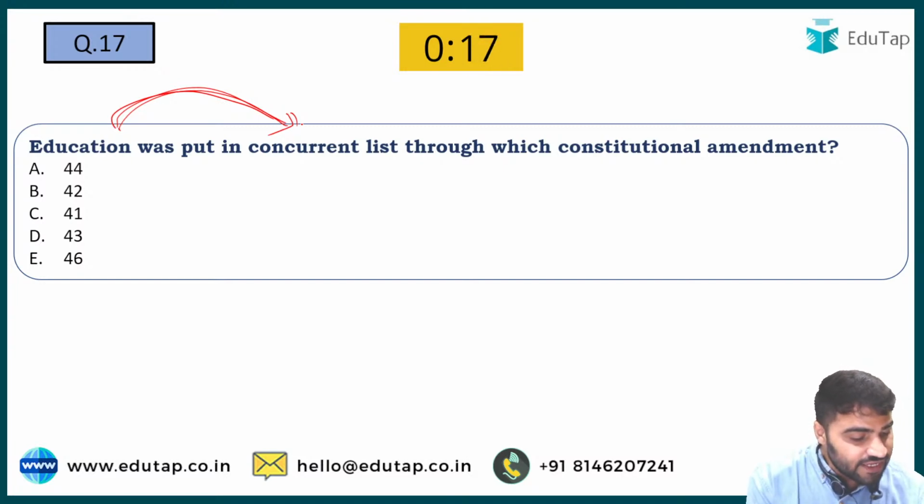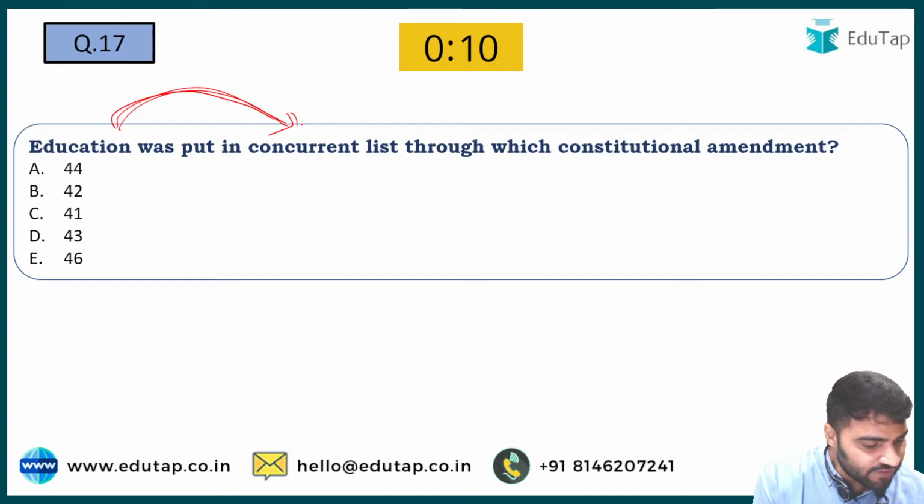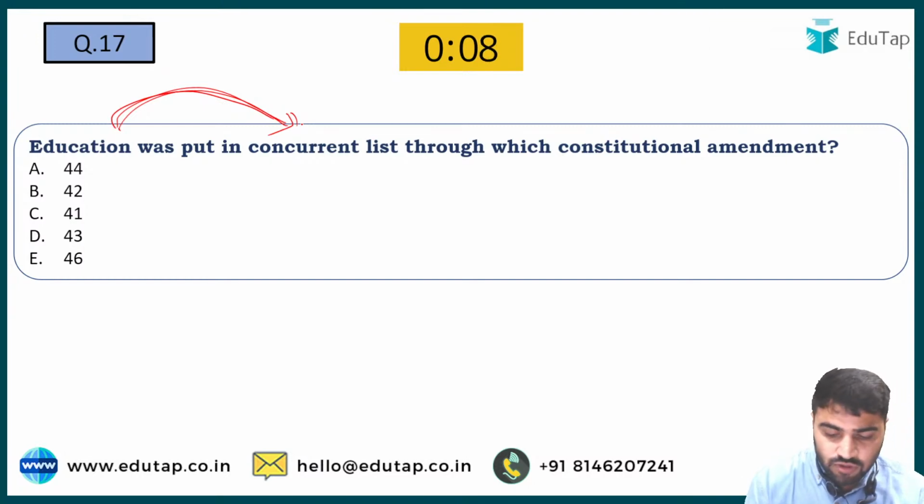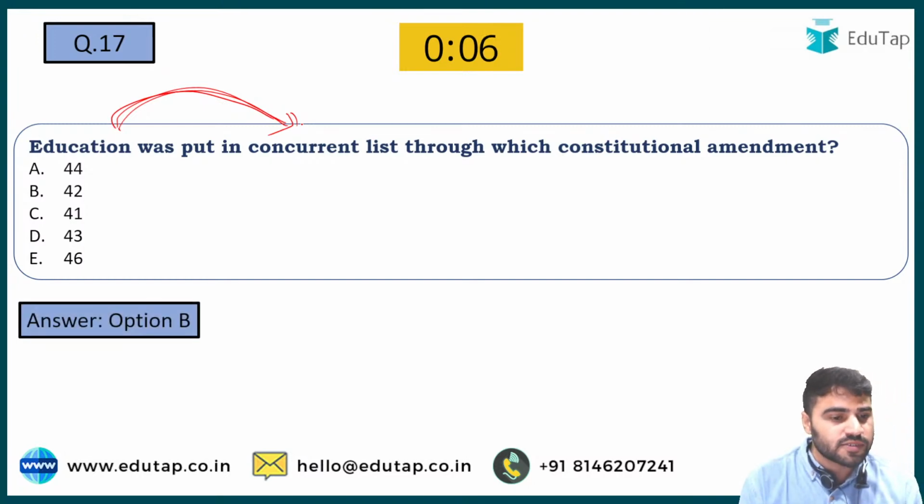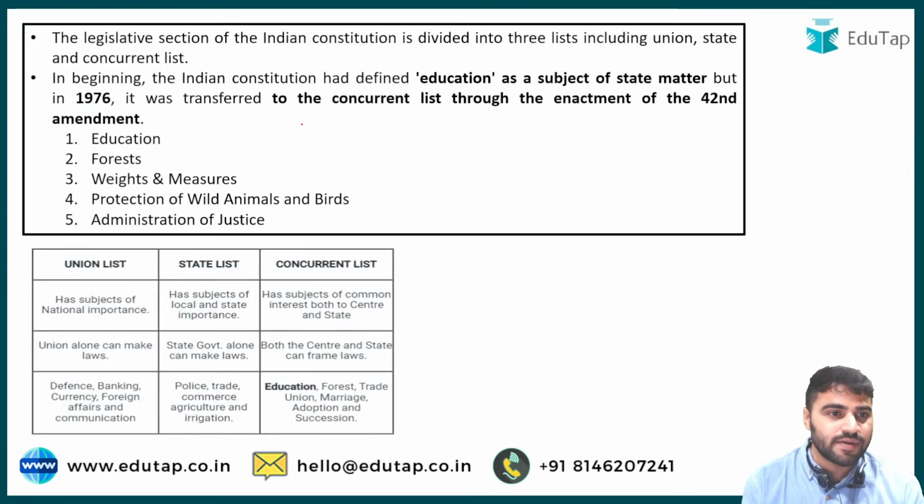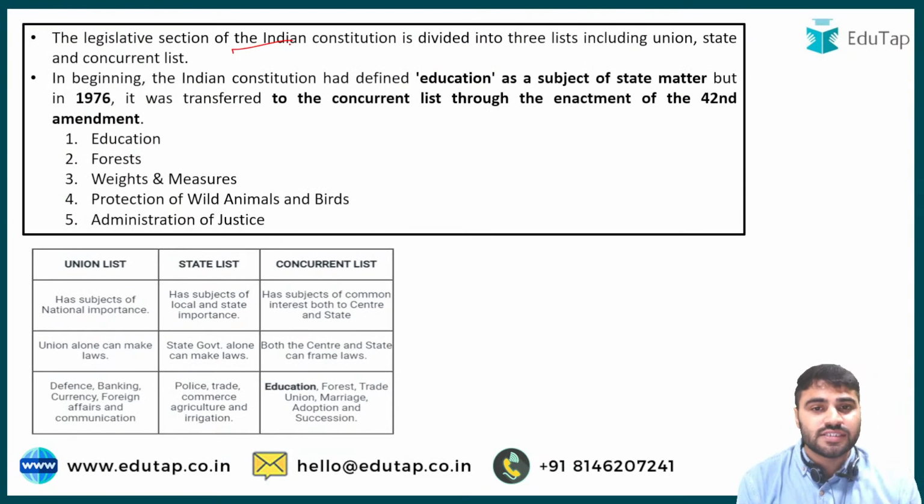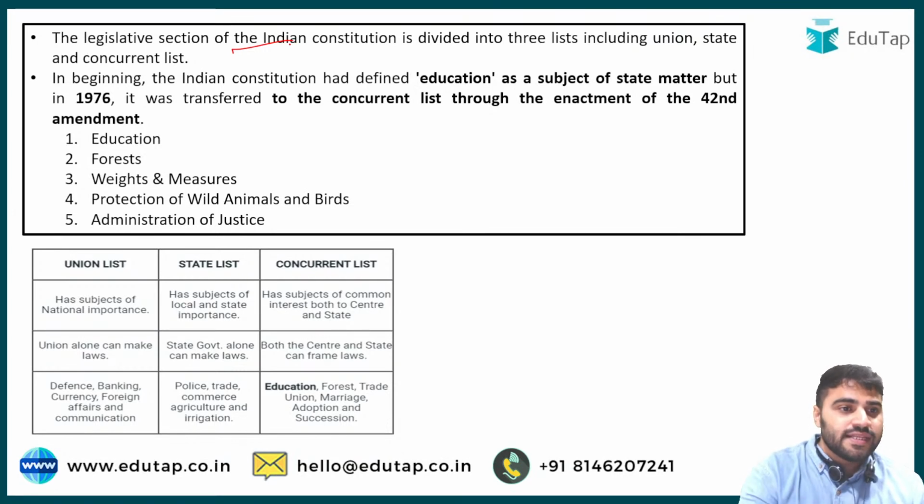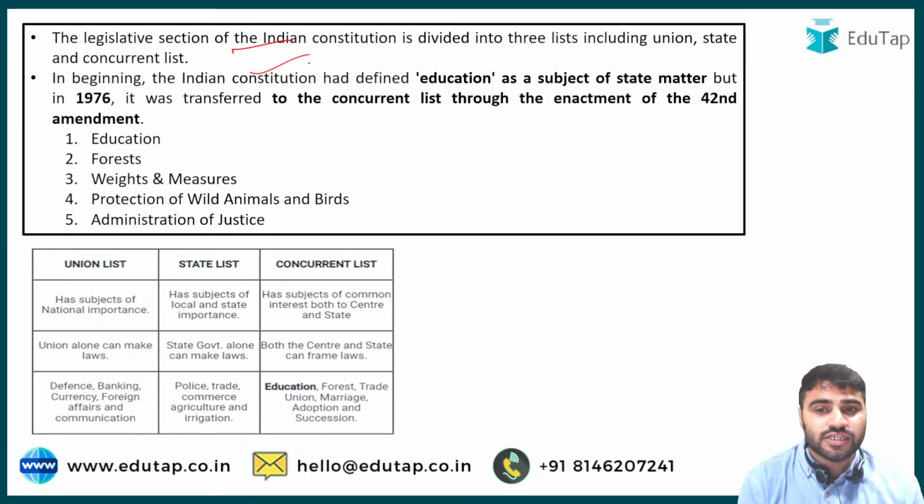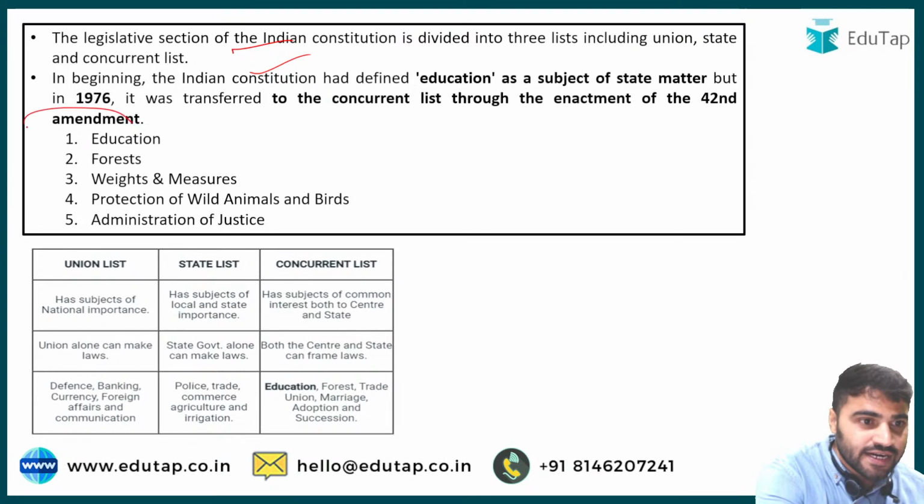Nilesh is saying 17th A, Hemant is saying 17th A, that is 44th, but someone is saying 42nd as well. So we have a mixed combination of A and B, that is 42 or 44, right? The right answer for this question is option number B, that is the 42nd Constitutional Amendment Act. The legislative section of the Indian Constitution is divided into three lists, you know very well: union list, state list and concurrent list. In the beginning, the Indian Constitution had defined education as a state matter, but in 1976 it was transferred to the concurrent list through the enactment of the 42nd Amendment Act.